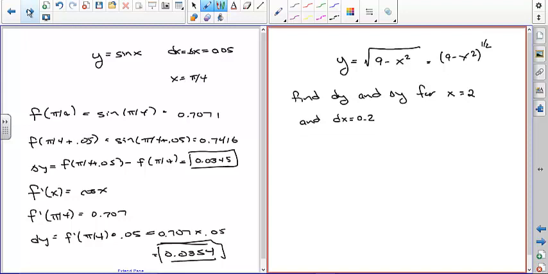Okay, so I'm going to say less this time. I've given you the function. Here's the method. Go ahead and figure out what delta y and dy will be starting at x equals 2 and then incrementing to 2.2.